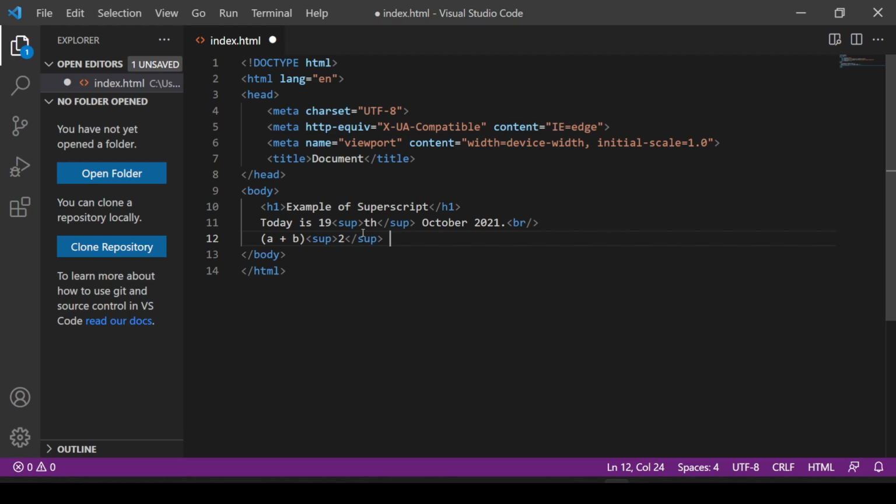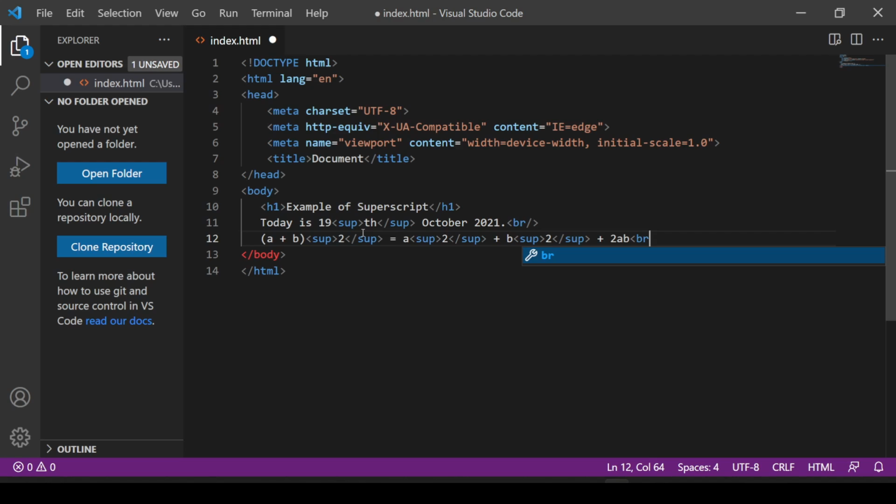If b's whole square equal to a square plus b square plus ab. This is an example of superscript.